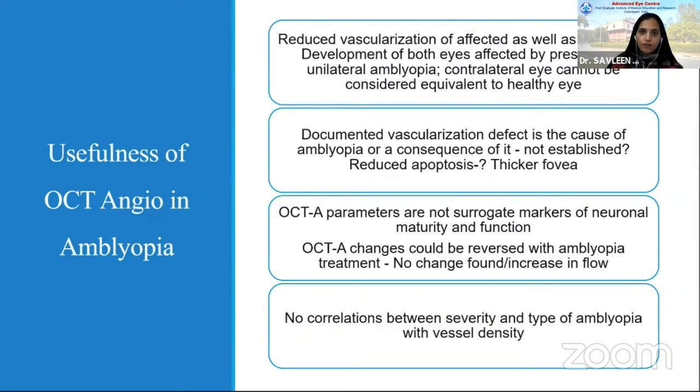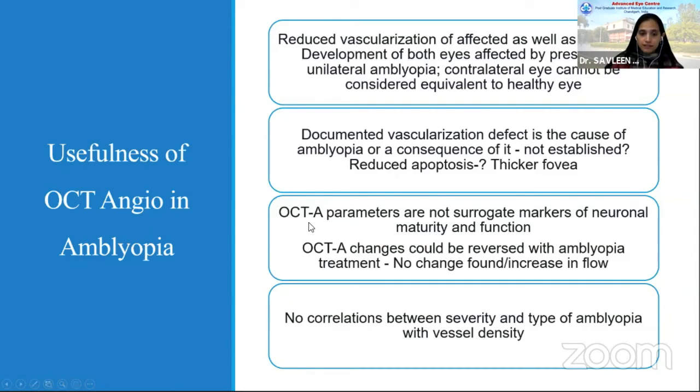So just overview of all these studies tells us that there is a reduced vascularization of the affected as well as the fellow eye. Both eyes are affected in amblyopia. So for studies, we should not take actually the fellow eye of amblyopia to be normal. We cannot presume it to be normal. This vascularization defect, is it the cause of amblyopia, or is it because amblyopia has led to this vascularization defect? We cannot establish that. There is one study which talks about reduced apoptosis in amblyopia, giving it a thicker fovea in the amblyopic eye. Again, not validated.